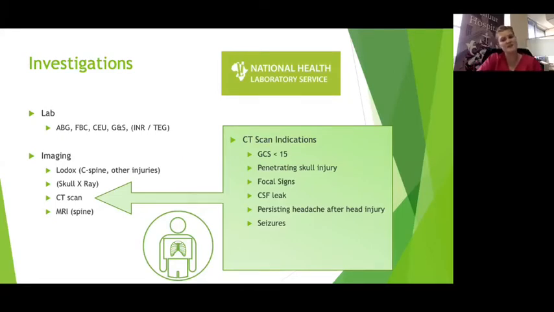CT scan indications that we use as part of the Western Cape head injury protocols: we scan nearly all patients that come in with a GCS less than 15, all penetrating skull injuries, patients with focal neurological signs, patients that have a CSF leak clinically, or patients that have a persisting headache, but really almost any persisting neurological symptom after a history of a head injury, as well as patients that present with seizures after a head injury. So those are our main indications for CT scanning these patients.